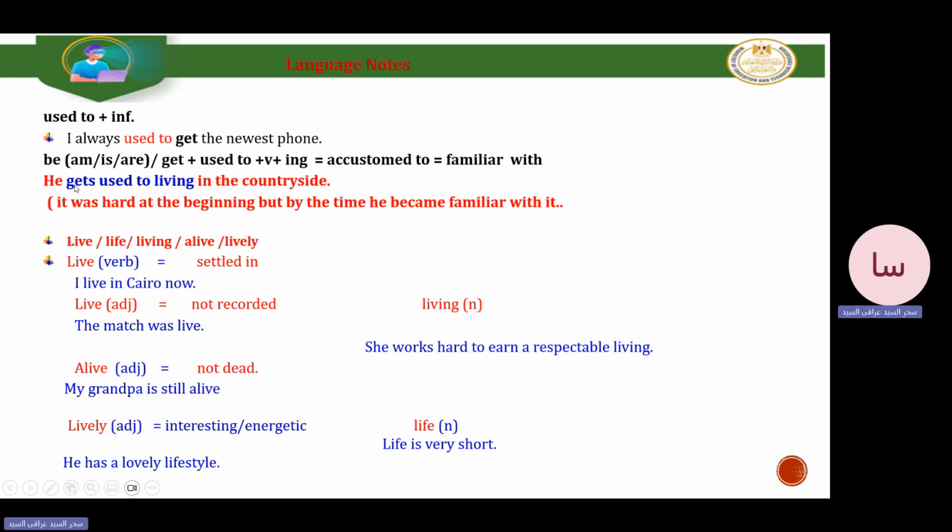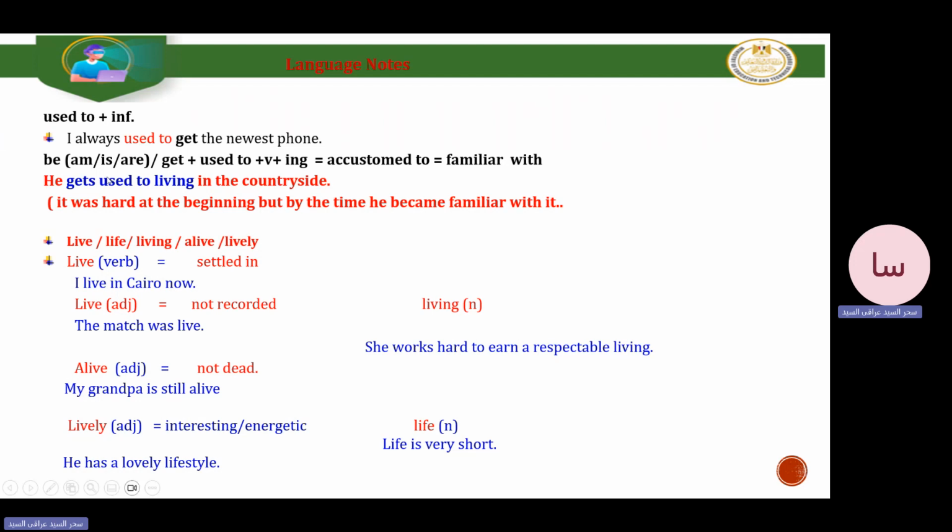Look at this example: He gets used to living in the countryside. What does this sentence mean? Does it mean he lived in the countryside in the past? Or he's living there nowadays? Of course, it means it was hard at the beginning to live in the countryside, but by the time he became familiar with living in the countryside, he became accustomed to it.